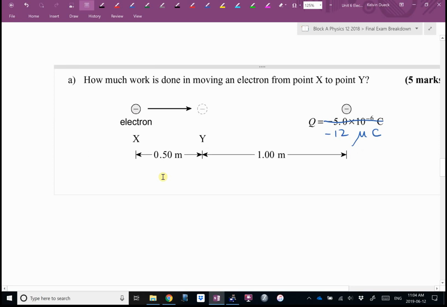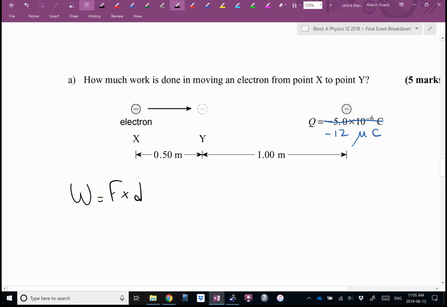How much work is done in moving an electron from point X to point Y? Will I have to do work? Does it want to move to point Y? Or is it being repelled? So I will have to do work. I'll have to push. Why can't I just go like this? Work equals force times distance. Why doesn't that work? Force is changing.